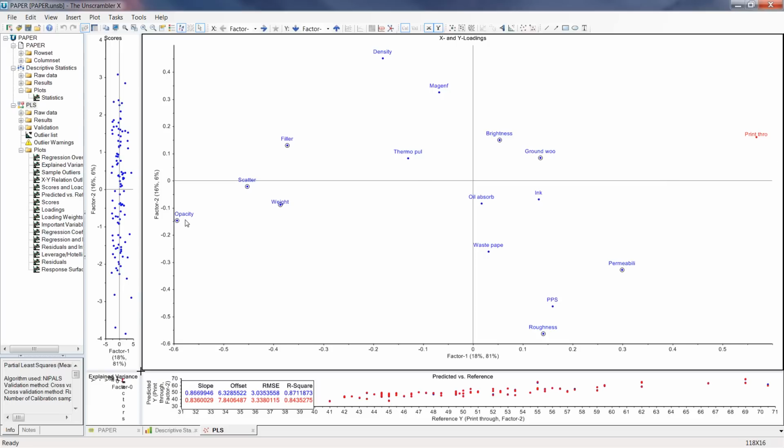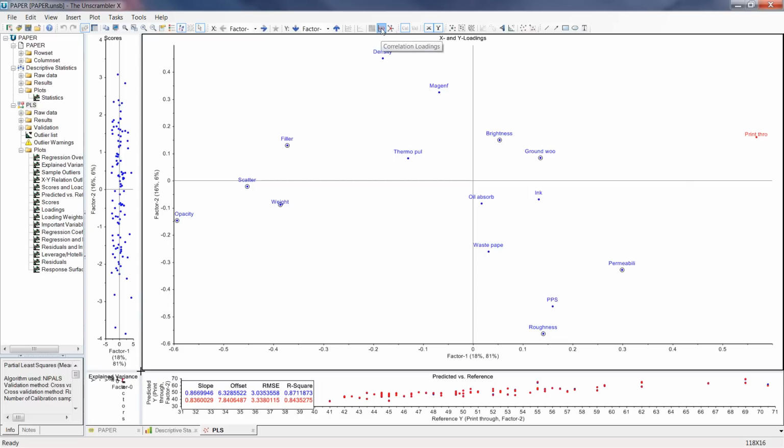So the more opaque something is, the less print through there is. The less opaque it is, the more print through there is. That makes sense. It's also anti-correlated to weight and filler, and slightly correlated with brightness and groundwood.